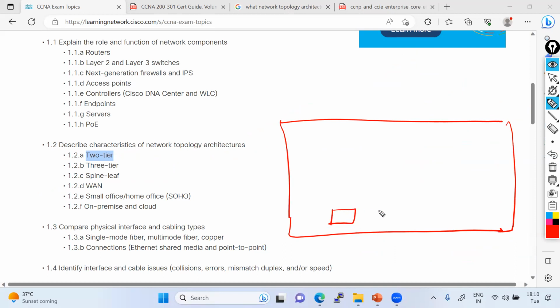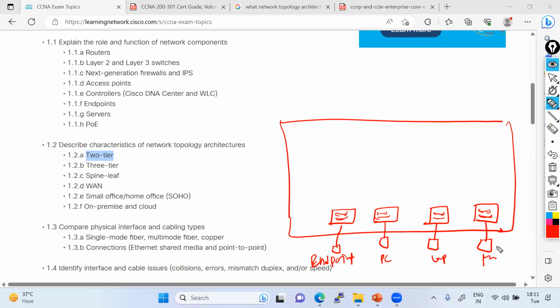So if I'm going to understand two tier, that means in my LAN, I have multiple switches connected in this way. So this is a switch. And behind this switch, what devices are connected? Endpoints. And what are the endpoints? This could be a computer, a server, a printer, a laptop. PC, laptop, printer, anything could be. And these are connected with the switch.